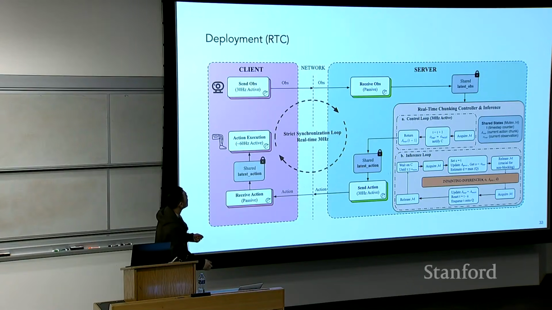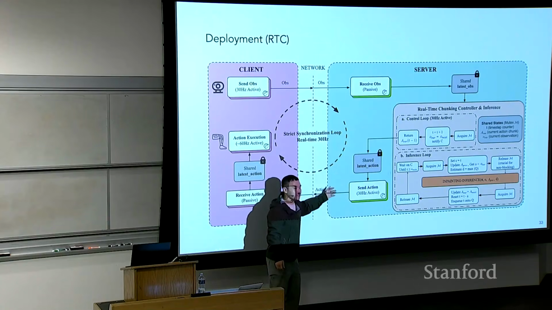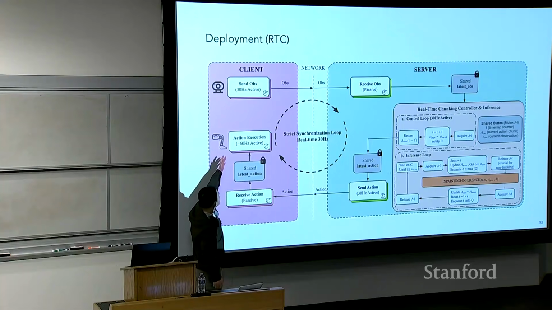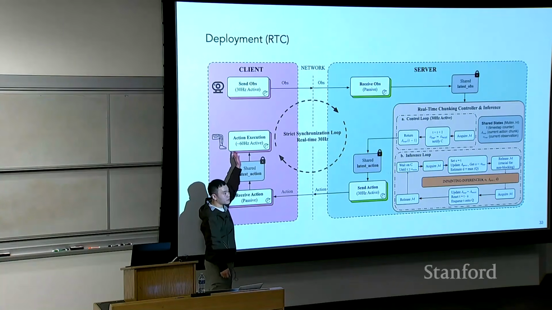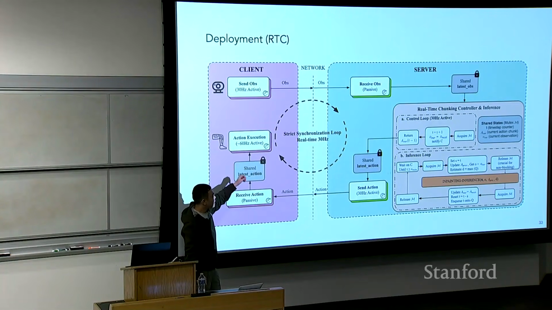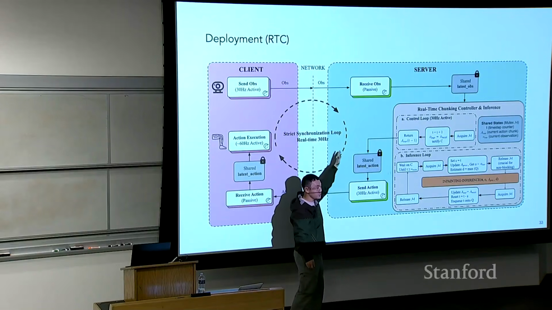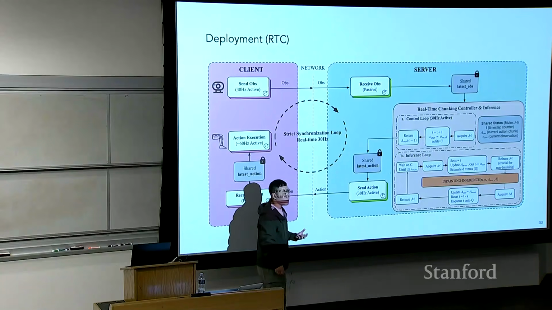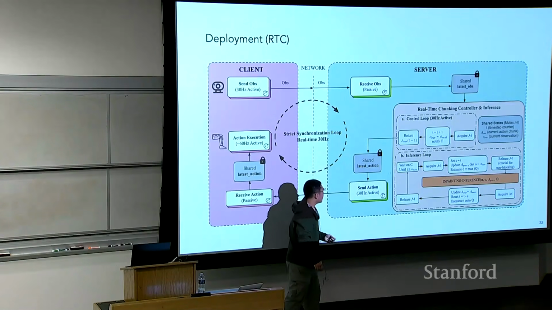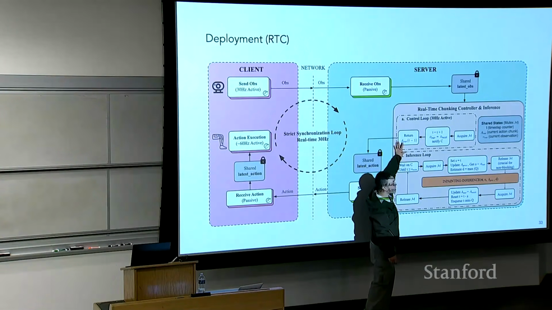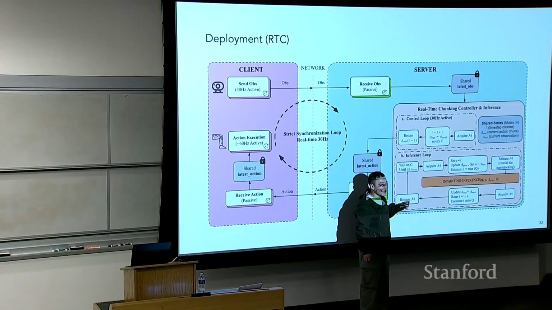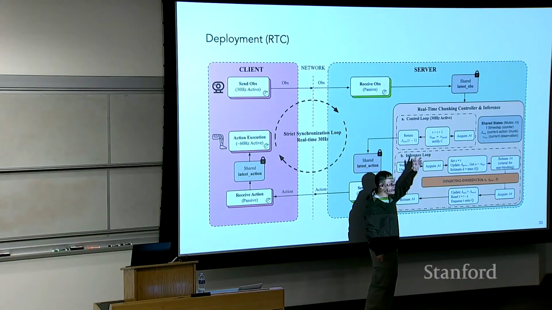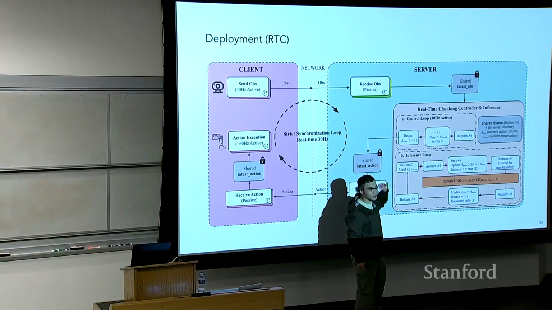Here we have two parts. One is the client, which is the robot itself, and the second is the server, which is a GPU desktop that runs the VLA inference. On the client side, it captures the observations and sends the observation to the server at 30 Hertz. When the server receives the observation, it passes it through the real-time trunking and inference module. In this module, it has two parts. The first part is a control loop, which always consumes the latest action and sends it back to the client side for execution.